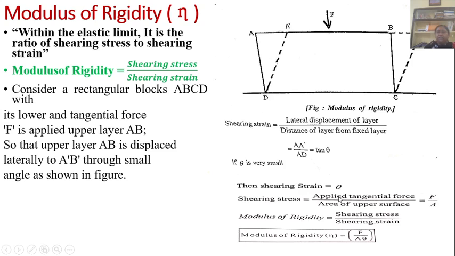Shearing stress equals applied tangential force upon area of upper surface, that is A. So shearing stress equals force upon area. Modulus of rigidity equals shearing stress upon shearing strain. So modulus of rigidity, that is eta, is equal to F upon A into theta.